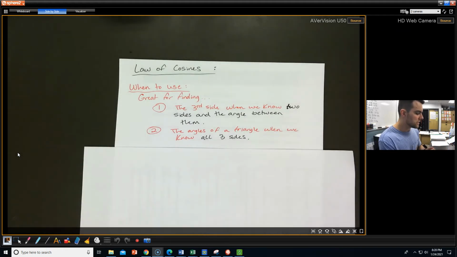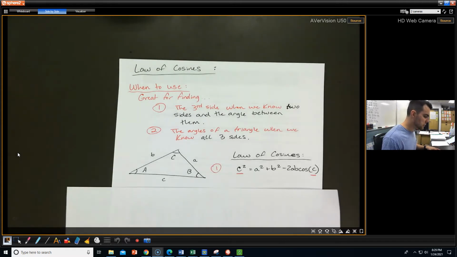And these are its two instances. It's great for finding a third side if we know two sides and the angle between them. And you're going to see an example of that pretty soon here. And also the second one, if I know all three side lengths, I can find all the angles using the law of cosines. That's what I want to do.